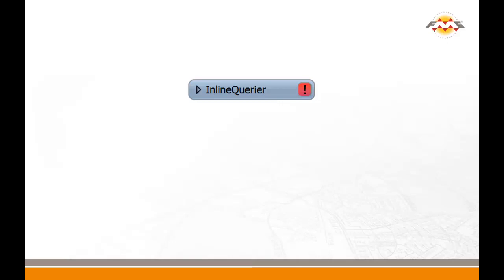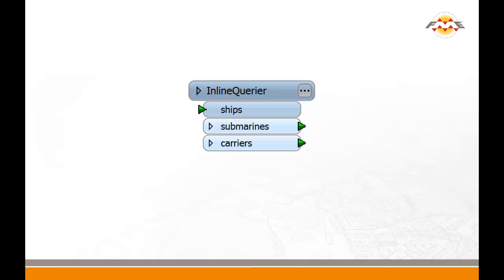This is the Inline Querier Transformer. It builds a temporary database of tables from incoming features in the middle of an FME workflow. Then, it executes SQL queries against them and returns the results as new features.